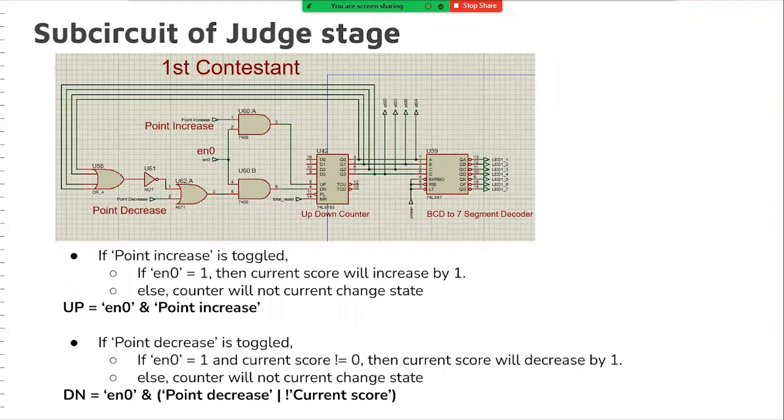The logic can be understood more clearly in this single isolated segment. When the participant has already pressed first, the enable pin EN0 will be on, so the judge can execute up or down counting. Now we don't want to go below 0 score, so we check if the current score is already 0 with an OR gate. If it is the case, then the down counting will not happen even if the judge presses the decrease switch. Now our team member Orni Ghosh will describe the rest of the circuit.